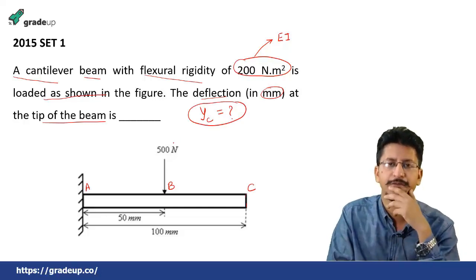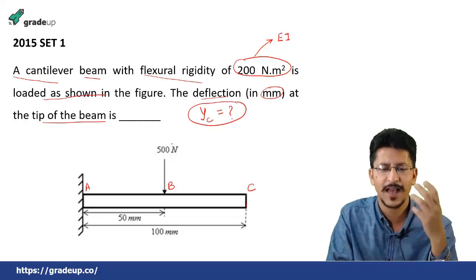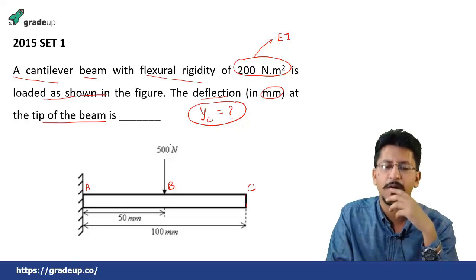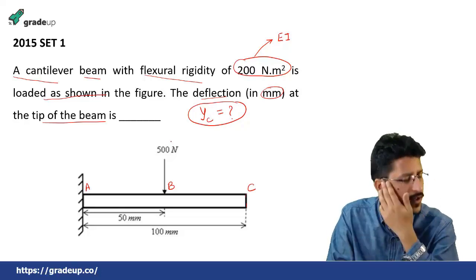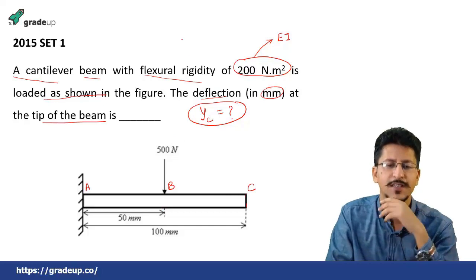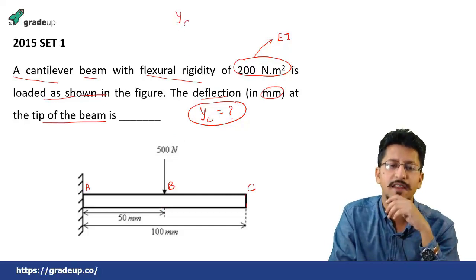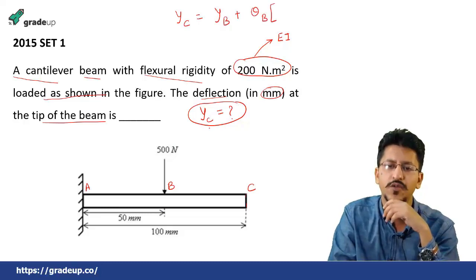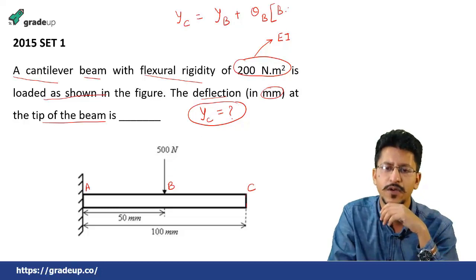So yesterday, in the last class where we were studying about the deflections, we have studied one thing, that in such cases the deflection at the end is equal to the deflection at the loaded point plus the slope at the loaded point into the distance B into C. So this is only what we have to find out.